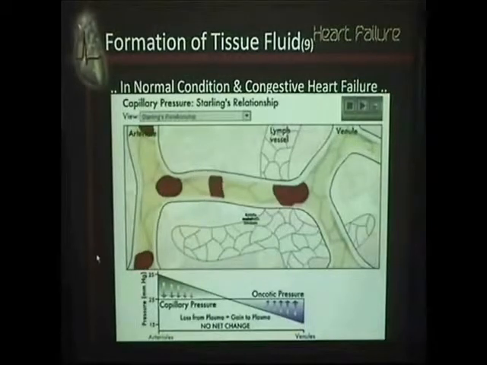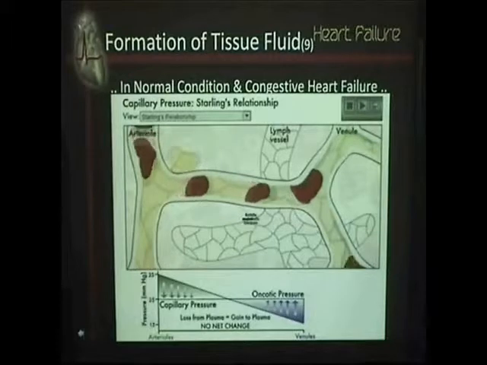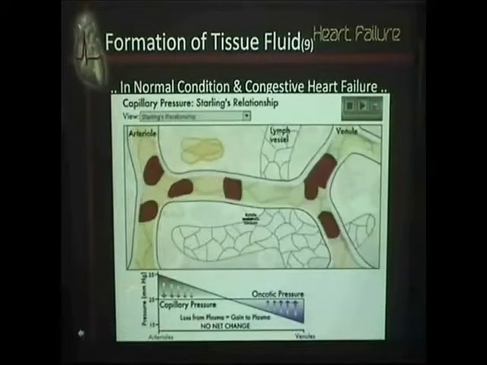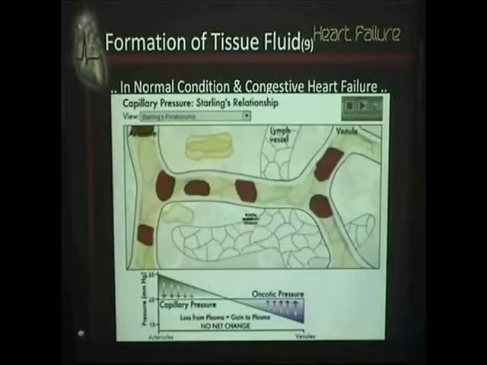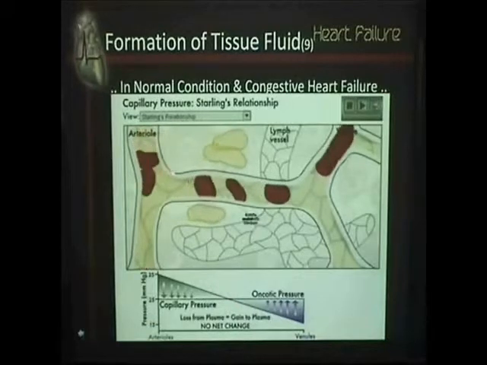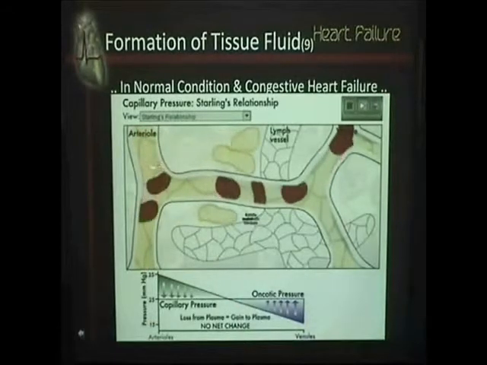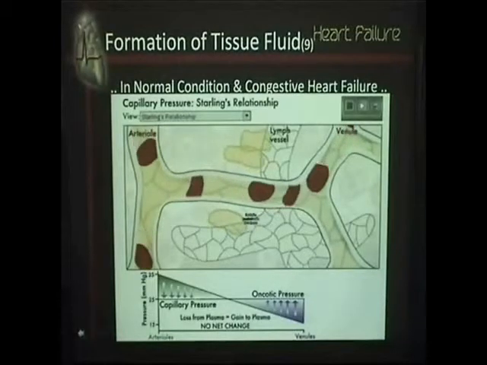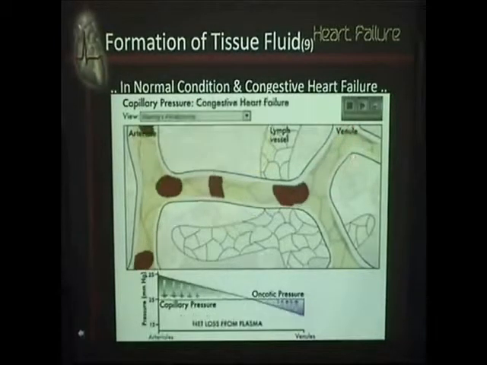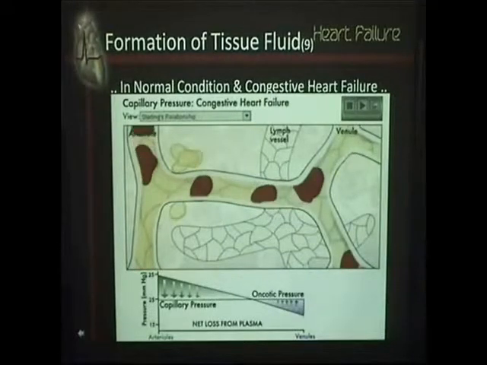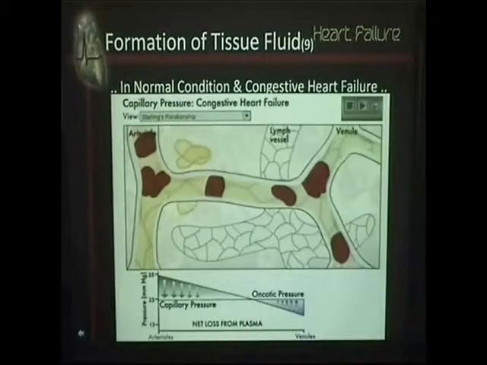This is a simple video showing how the tissue fluid is normally formed and how it is changed in congestive heart failure. In a normal condition, the capillary pressure and the oncotic pressure are balanced, where you can see the fluid from the blood plasma leaking out into the interstitial space of the tissue and then going back to the venous side of the capillary.